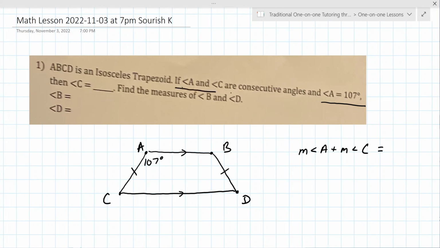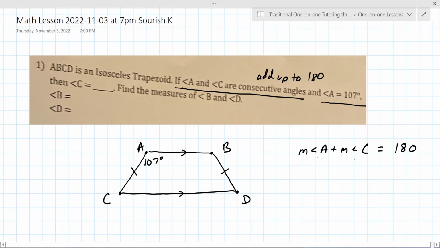Okay, so it says that A and C are consecutive angles. Consecutive angles add up to 180. So that means the measure of angle A and the measure of angle C add up to 180. Now, are you given the measure of angle A? The measure of angle A is 107. And we'll just use C for angle C.